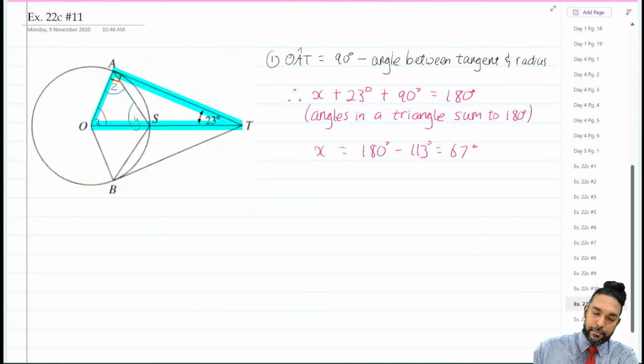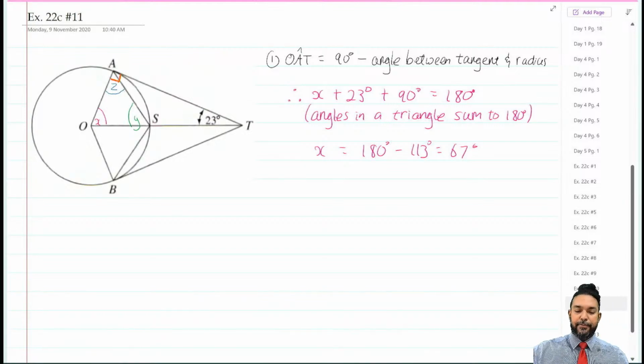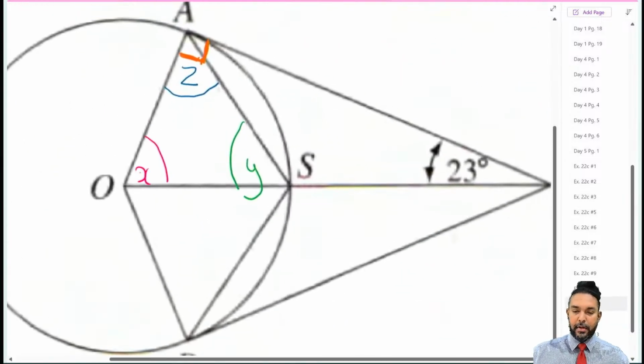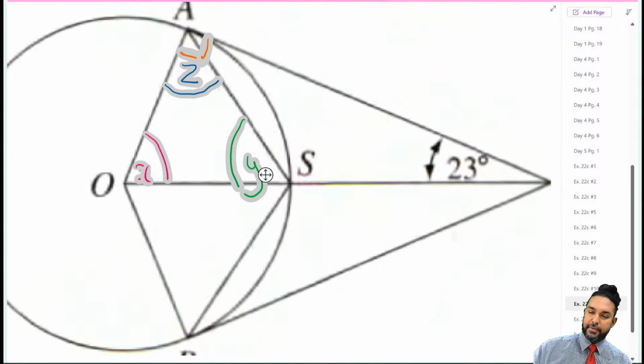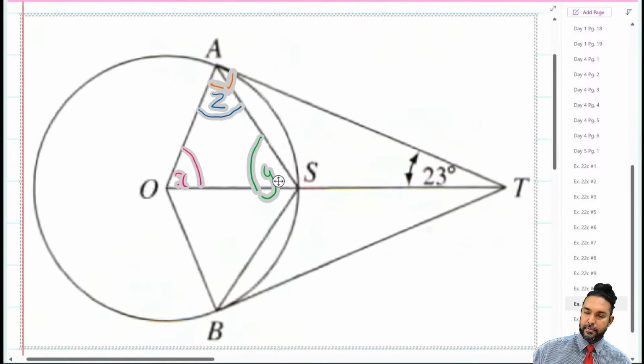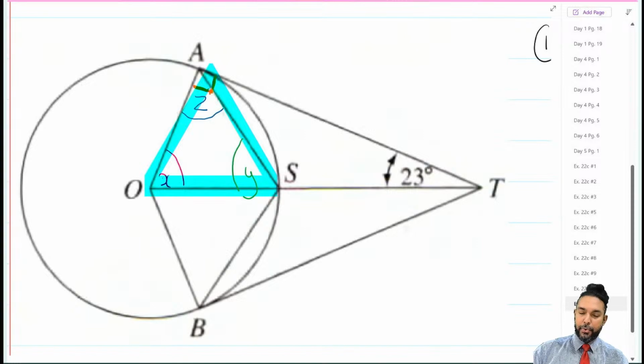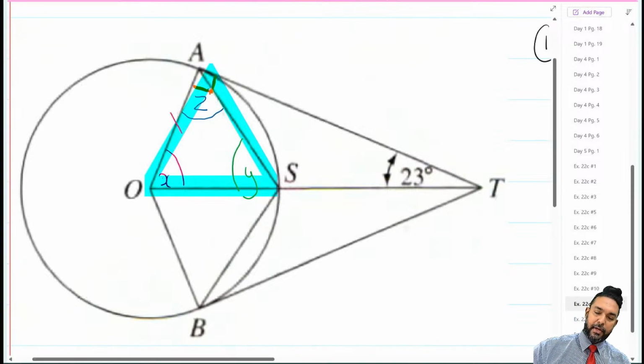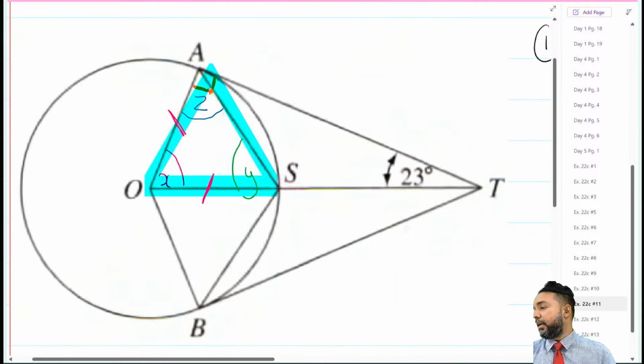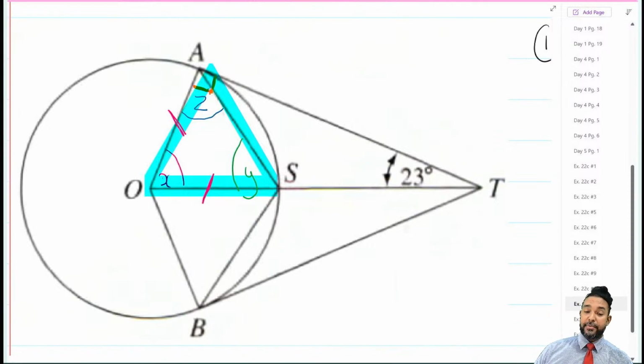Right. Now, that's that triangle there. If we zoom in and focus on this triangle here, what we would notice is that OA and OS are radii, and all radii in a given circle are equal in length, which means that we have what kind of triangle there in OAS? It's an isosceles triangle, which means that angle Z and angle Y are equal.